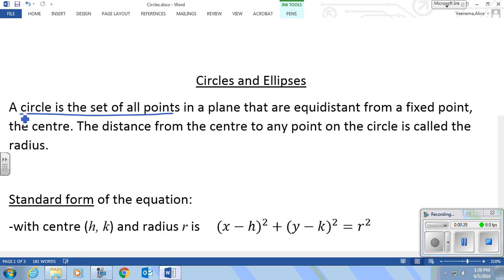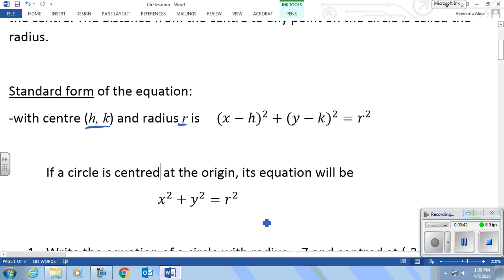So just definitions there. The standard form for the equation of a circle that is centered at (h, k) and has a radius of r is (x minus h) squared plus (y minus k) squared equals r squared. And if the circle's centered at the origin, then h and k would be 0, so we get x squared plus y squared equals r squared, or the radius squared.